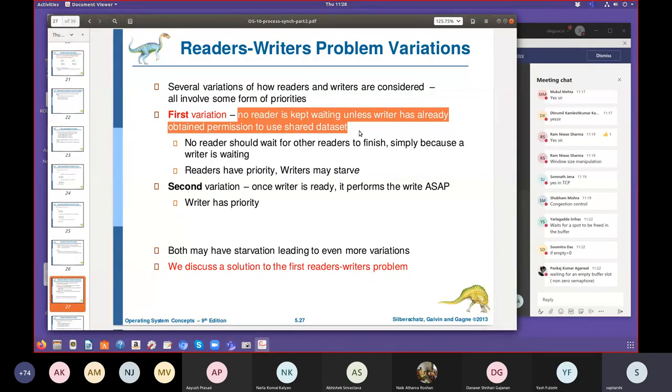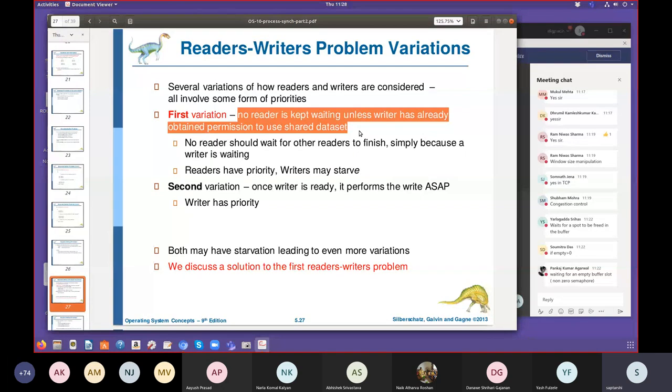So no reader is kept waiting unless the writer is already writing into the shared dataset, or the writer has already obtained permission to use the shared dataset. Let's say in a certain condition, 5 readers are waiting and also 1 writer is waiting. So the readers should be given priority. That's the first variation.